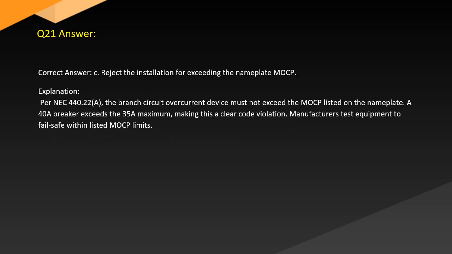Answer. Correct answer: C. Reject the installation for exceeding the nameplate MOP. Explanation. Per NEC 440.22(A), the branch circuit overcurrent device must not exceed the MOP listed on the nameplate. A 40-amp breaker exceeds the 35-amp maximum, making this a clear code violation. Manufacturers test equipment to fail safe within listed MOP limits.